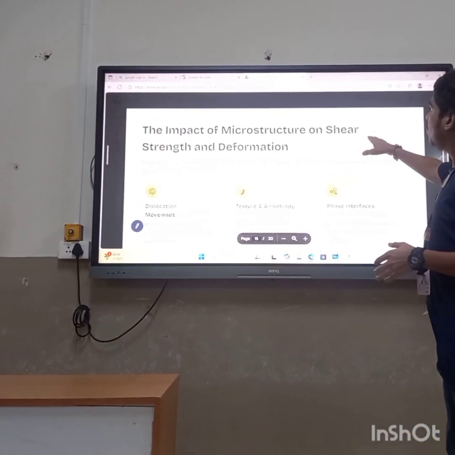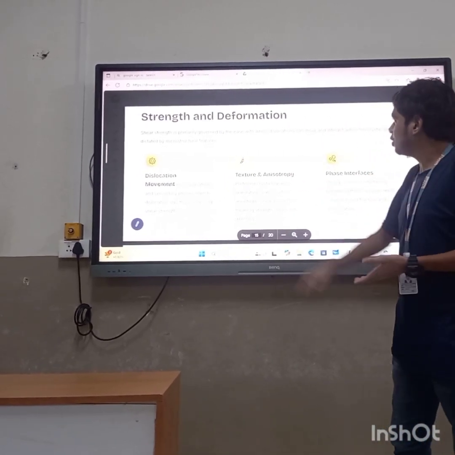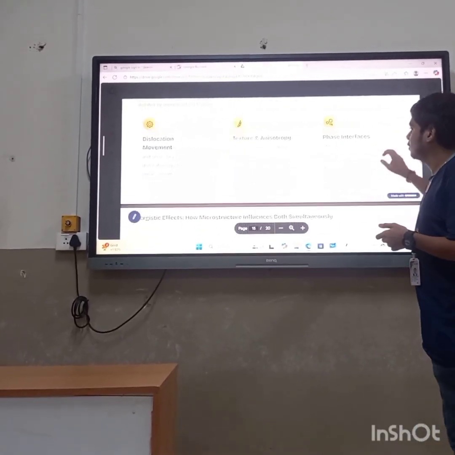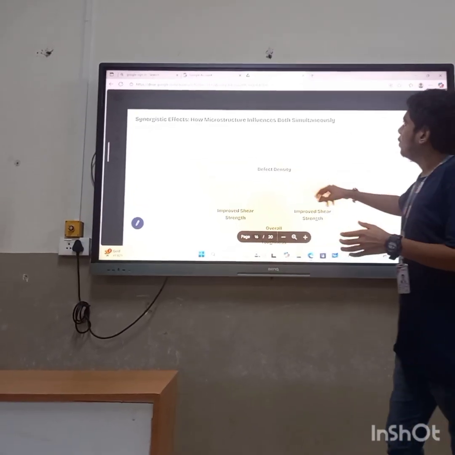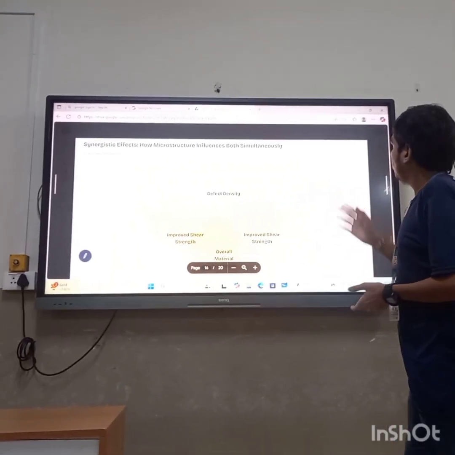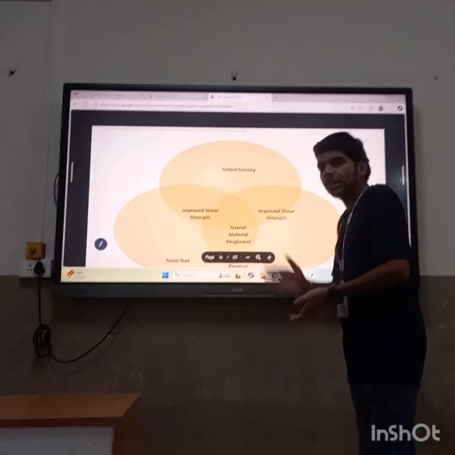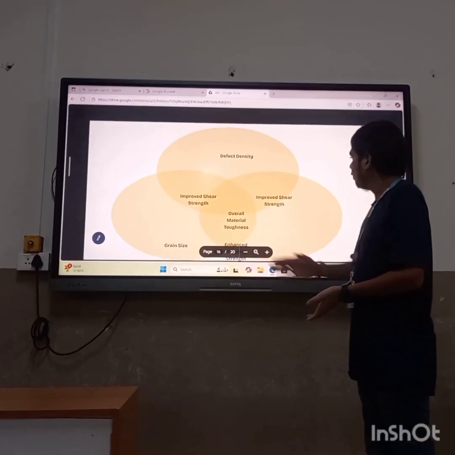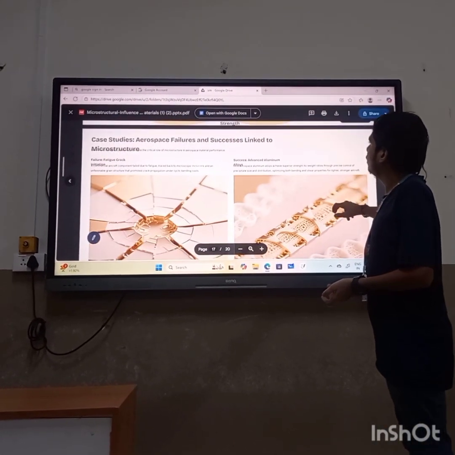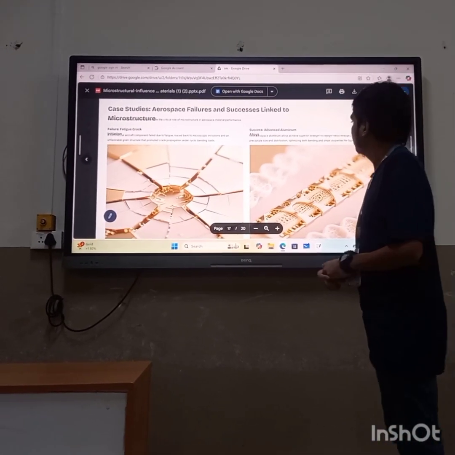Then the impact of microstructure on shear strength in deformation: texture, phase interfaces, dislocation movement. These are the deformations. This is the synergistic effects diagram, showing how microstructure influences both simultaneously. The defect density is shown in the first column. Then next is improved shear strength, and last is overall material toughness, grain size, and enhanced bending strength, etc. Then next is case studies: aerospace failures and successes linked to microstructure.